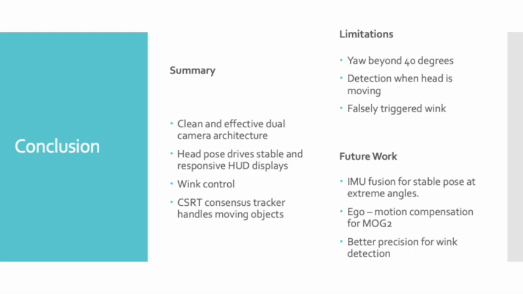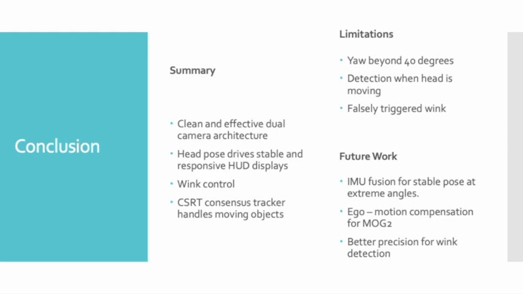To summarize, the dual camera was the right call. It made everything else tractable. Head pose estimation is accurate and low latency in the normal operating range. Wink control works reliably when you're deliberate about it. The consensus tracker is a meaningful improvement over either algorithm alone. The main limitations are all related to the single camera constraint: yaw past 40 degrees, head motion confusing MOSSE, and rapid movement triggering false winks.